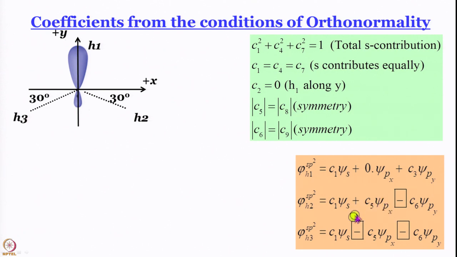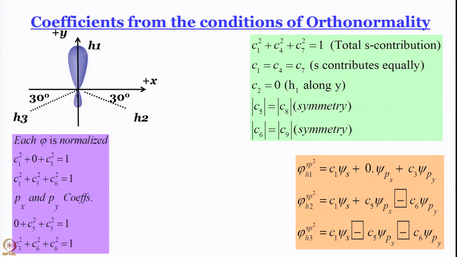So, mod of coefficient of psi px has to be the same for h2 as well as h3 because the angle is 30 degrees, right. So, what will this component be? They should be the same in magnitude. So, I will write this as C5, I will write this as minus C5. Similarly, this will be minus C6, this will be minus C6. What else can we write? We can write all these things.